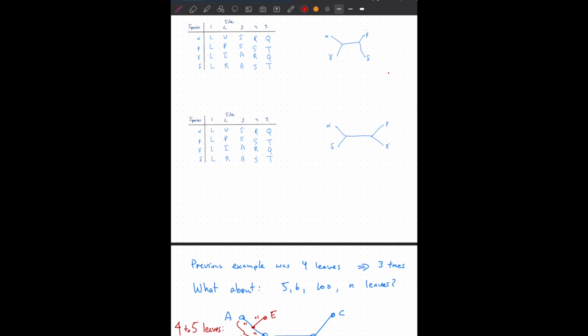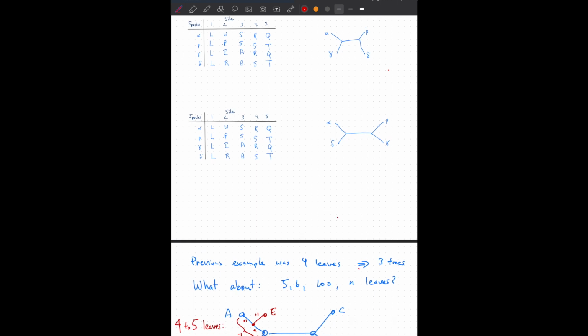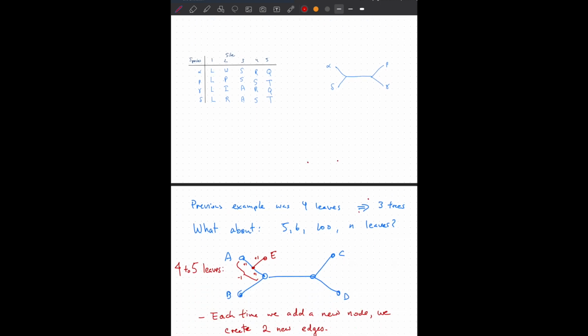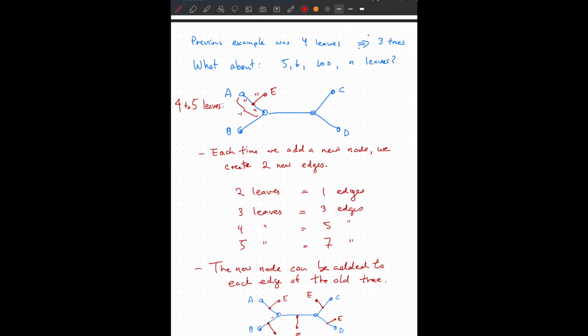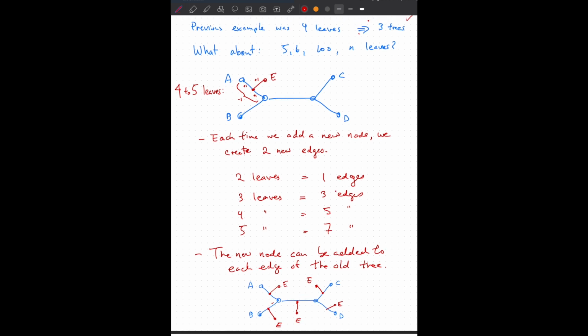Okay. All right, so the problem is that for 4 leaves, that's no problem. I just ran through all 3 possible trees, right? That's okay. But what if I had 5 or 6 or a billion leaves? Would this be feasible? I just want to show you, I'm not going to test you on this, so there's no reason to get stressed out. But I'm going to show you it's completely infeasible.